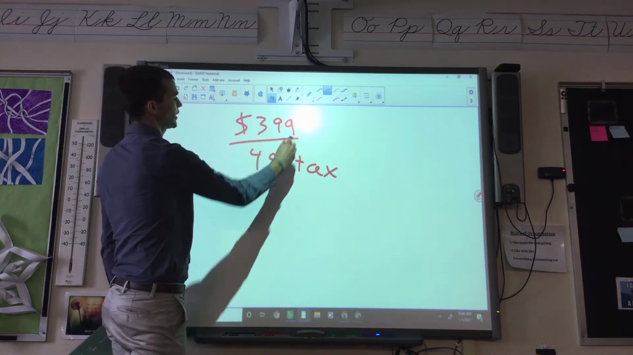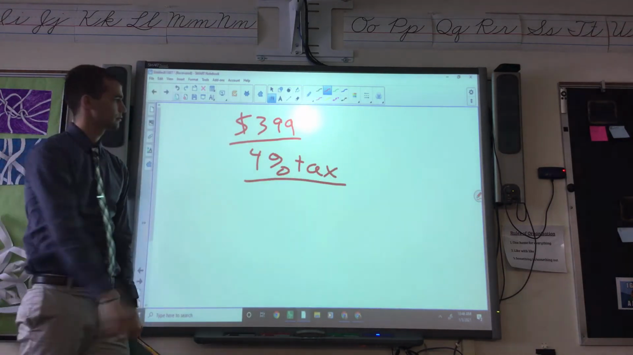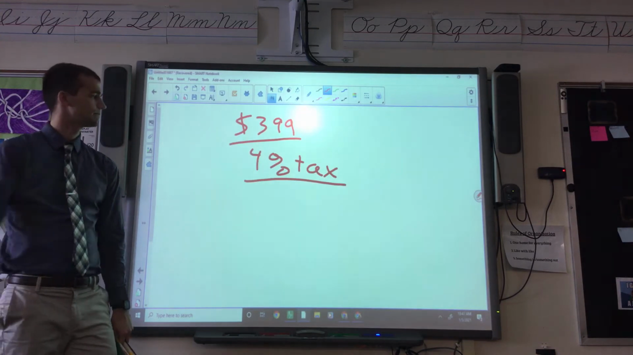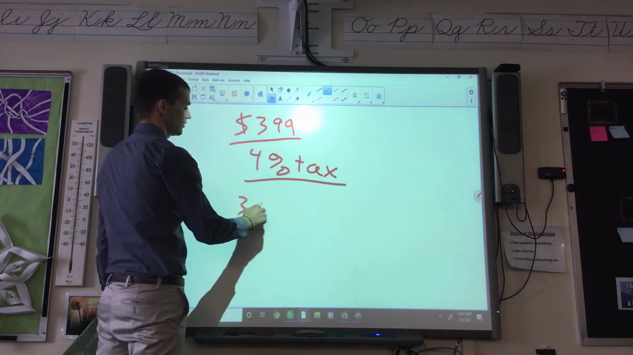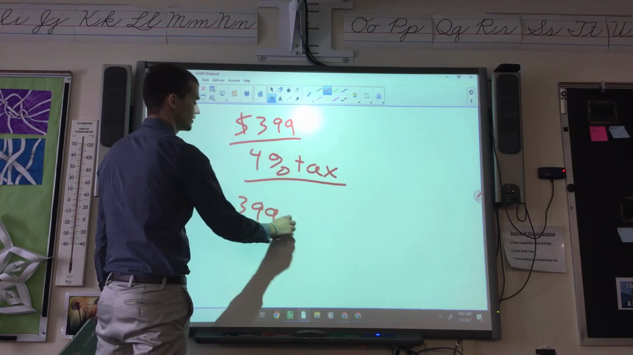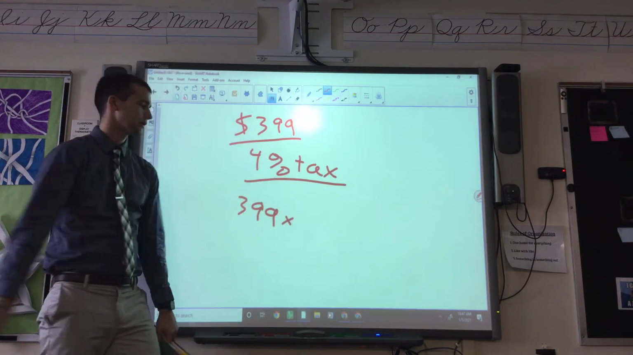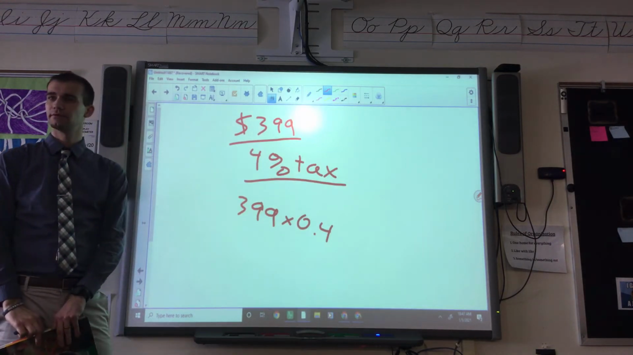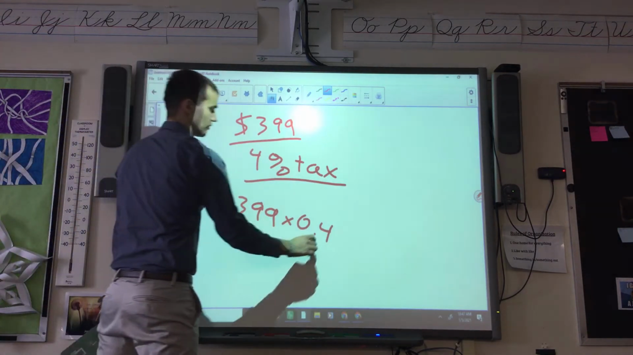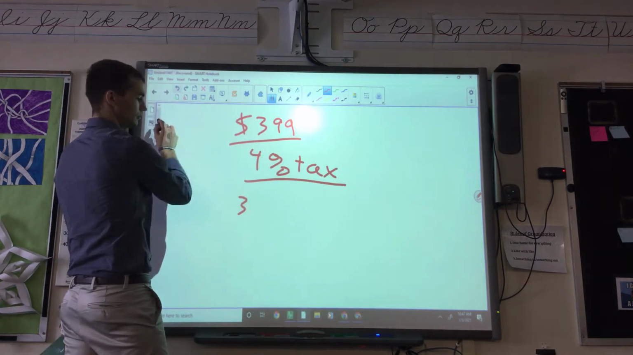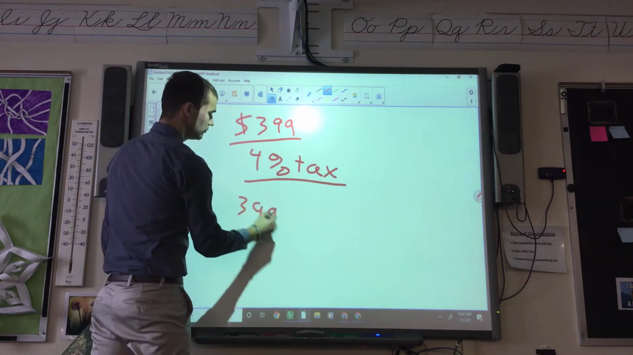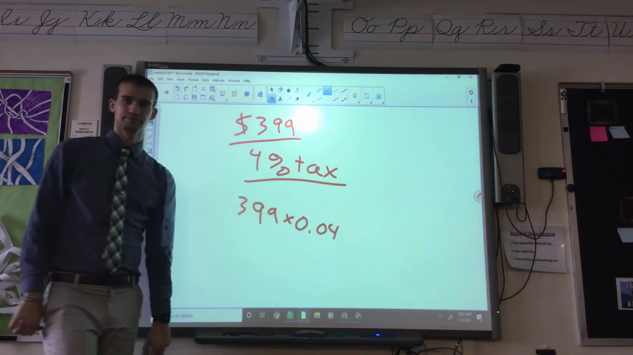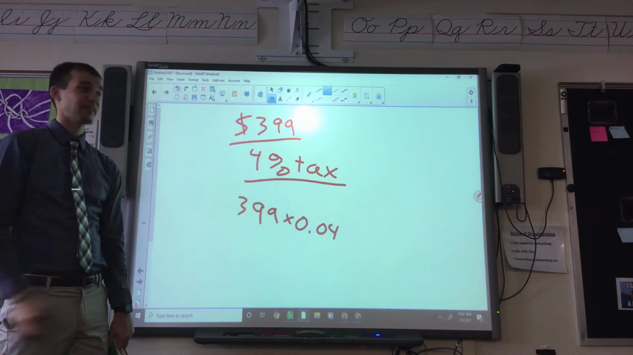So $399, 4% sales tax. How do you figure that out? $399 times 0.04, not 4.4, not 40%. 4% as a decimal is 0.04. That's going to be the sales tax.